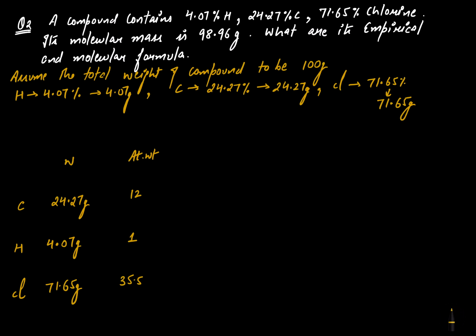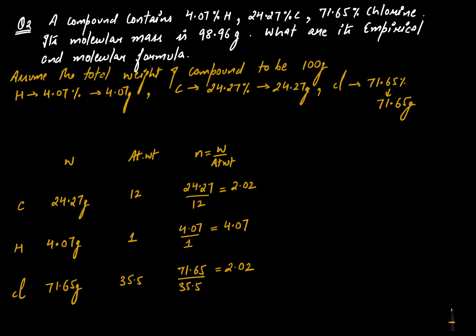Now evaluate the number of moles, which is calculated as given weight divided by atomic weight or the molecular mass. So it comes out to be 24.27 divided by 12, which is 2.02. Now 4.07 divided by 1 comes out to be 4.07, and 71.65 divided by 35.5 again comes out to be 2.02.